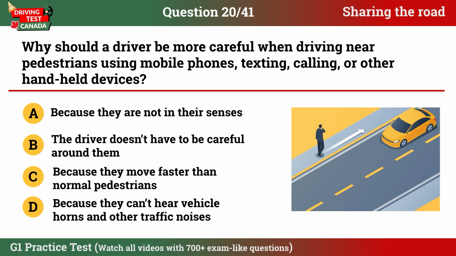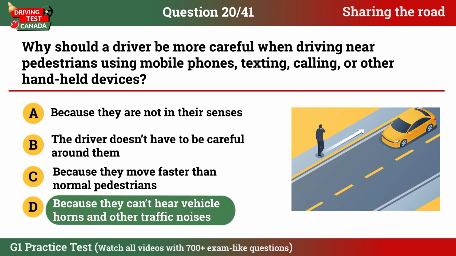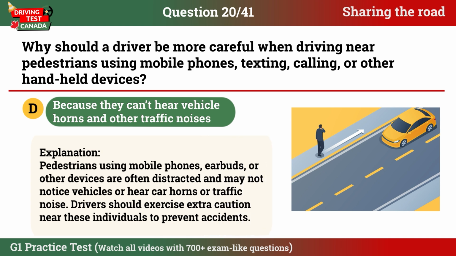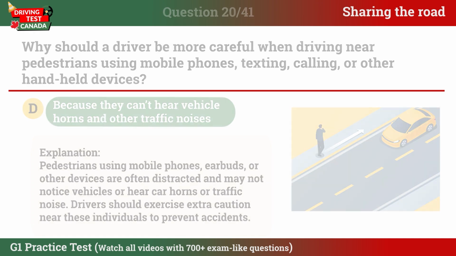The correct answer is D. Because they can't hear vehicle horns and other traffic noises. Explanation. Pedestrians using mobile phones, earbuds, or other devices are often distracted and may not notice vehicles or hear car horns or traffic noise. Drivers should exercise extra caution near these individuals to prevent accidents.